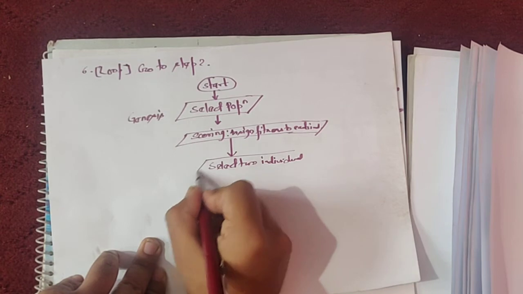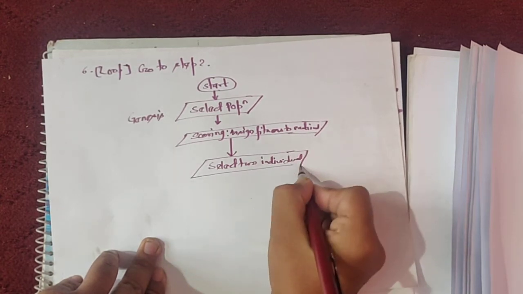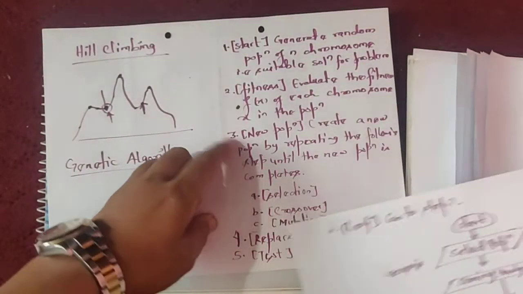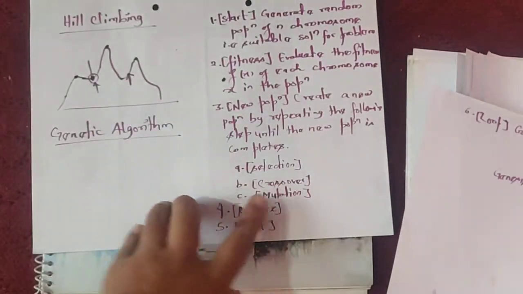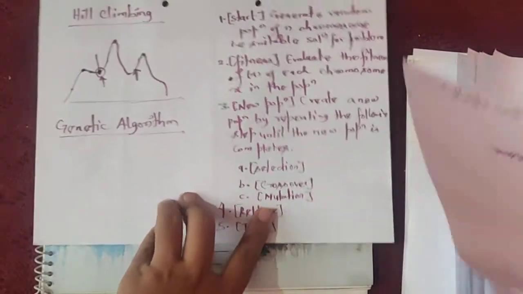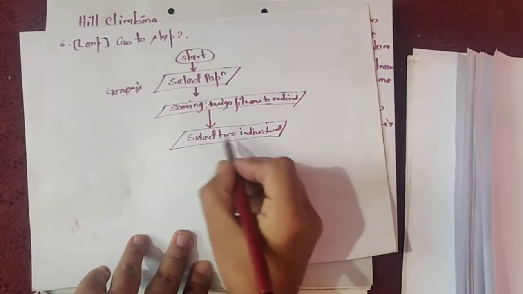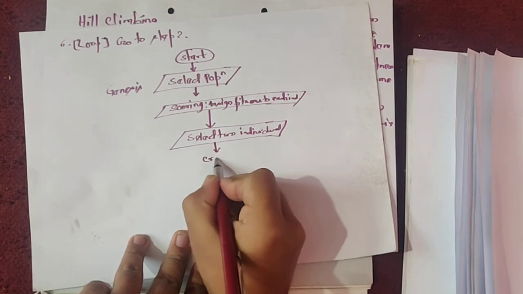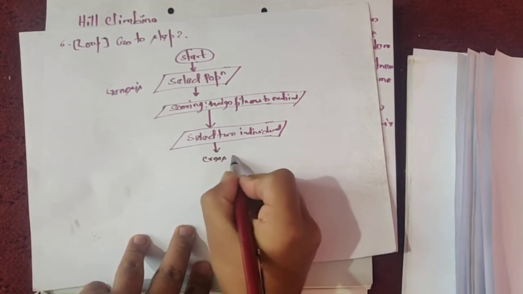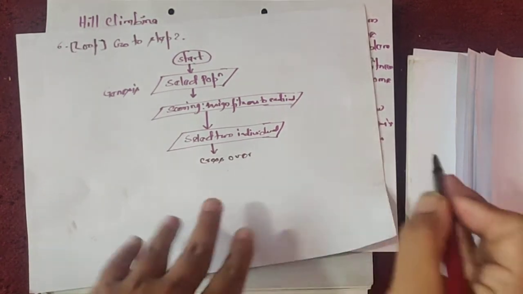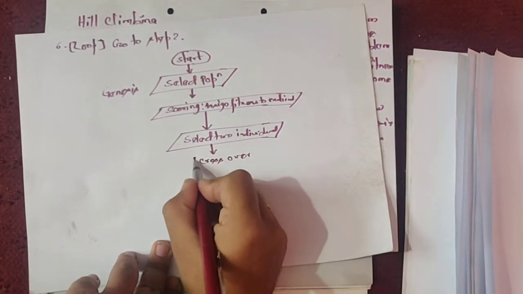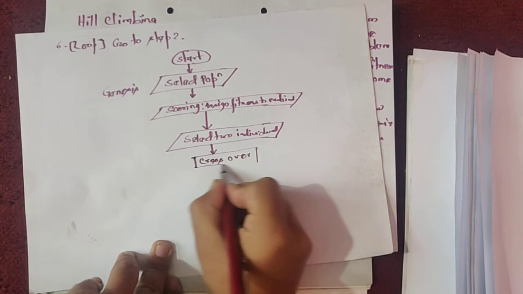Now from the population we select two individuals. After selection, we use crossover and mutation. So we use crossover now. We use the crossover operator to produce new offspring. So this is called crossover.